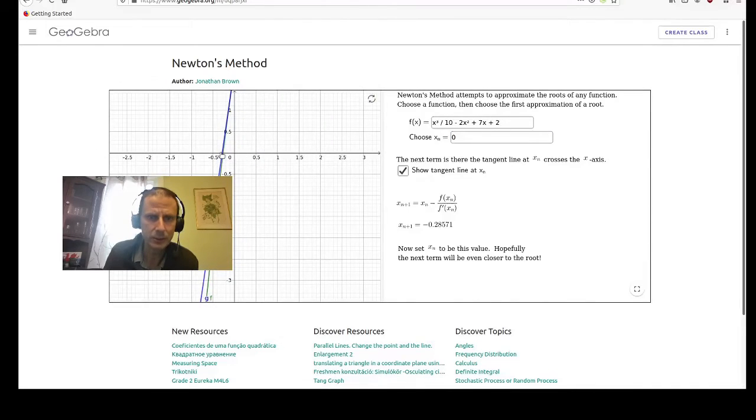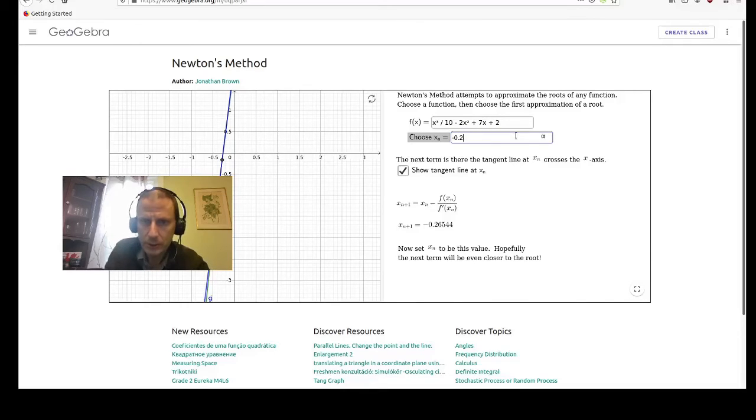The root of the tangent line is super close, and it's saying there's minus 0.28571. So I'll just type that in, minus 0.28571 for the next value. And now I get minus 0.26544. Again, once this black dot lies on the x-axis, then we'll be very close.